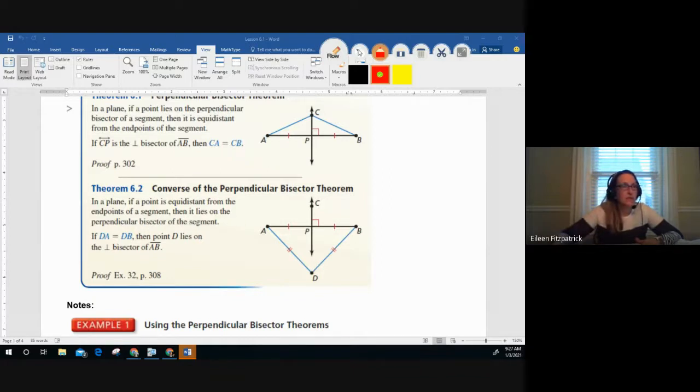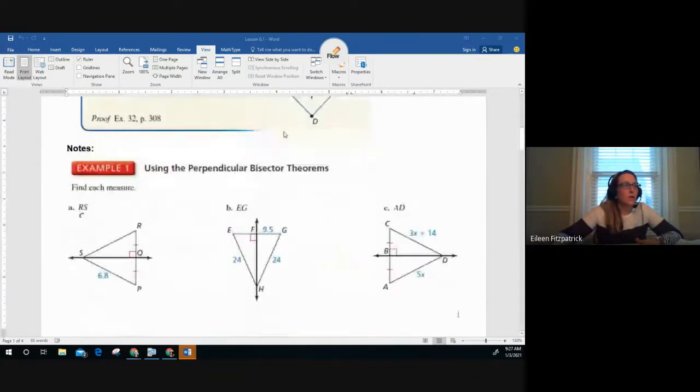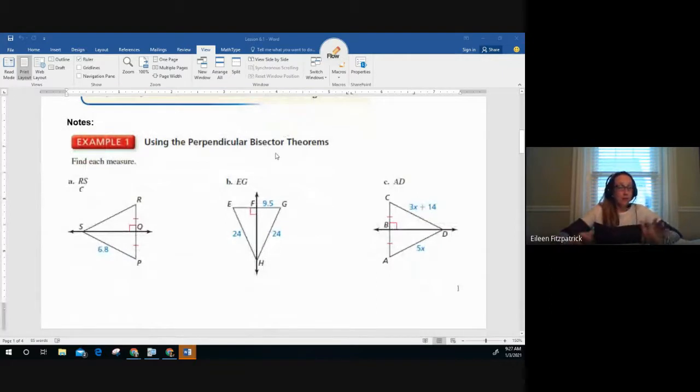All right. So based on that information, you're going to have to look at the diagrams and determine what you know, and then from there, what can you maybe set equal to each other? What can you figure out?